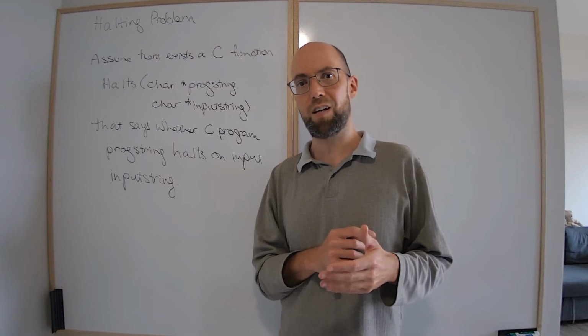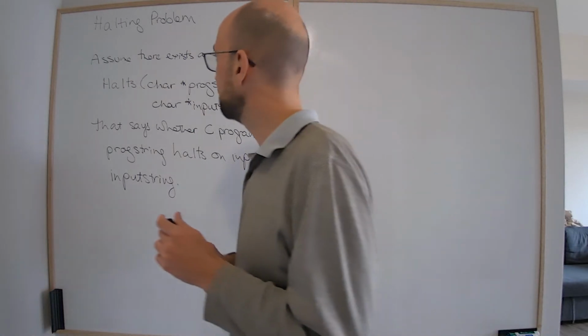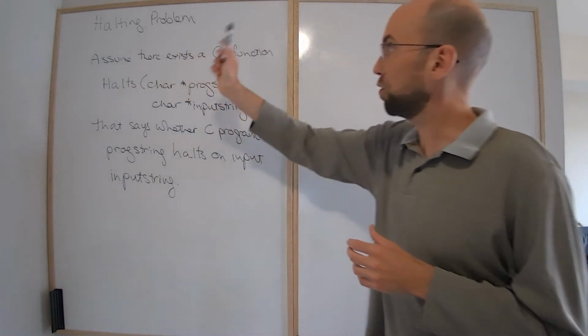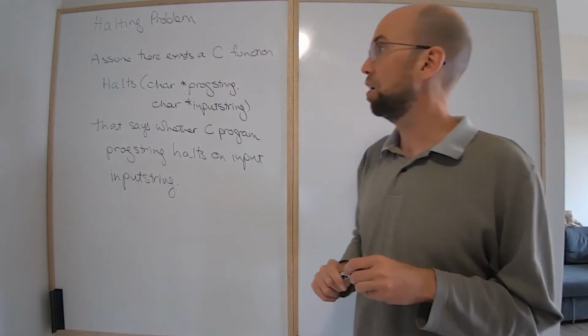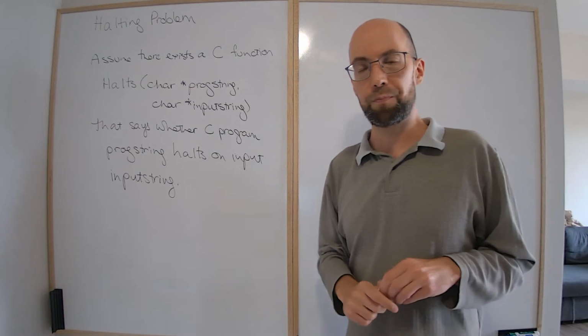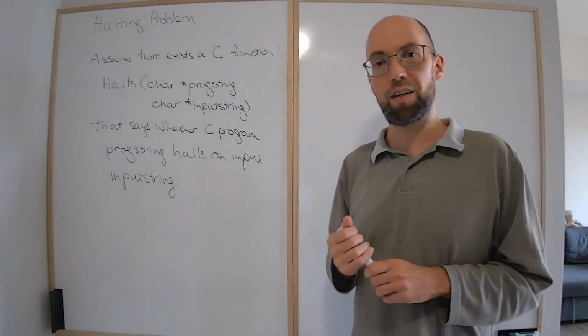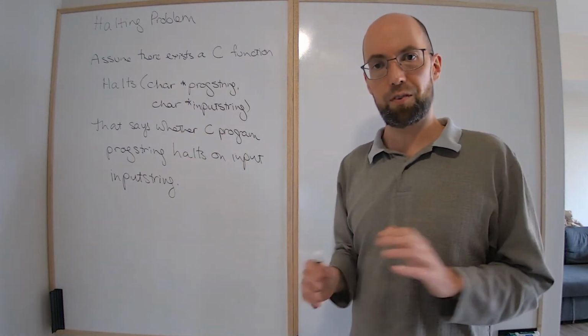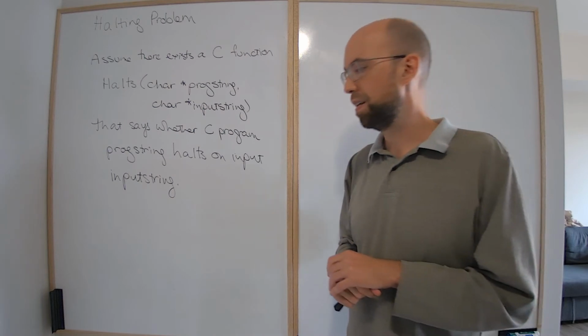So we're going to assume there exists a C function, halts, that takes a program string and an input string, and does this. So that's the beginning of our diagonalization.